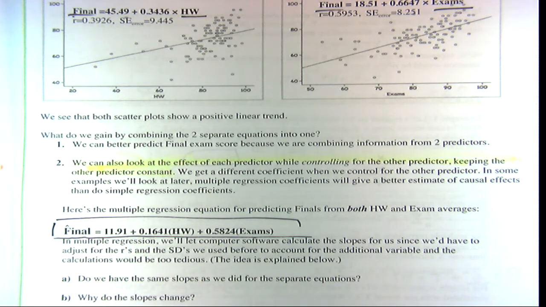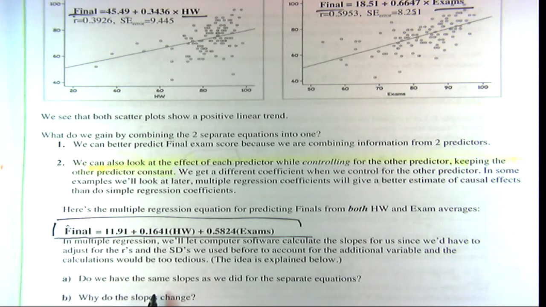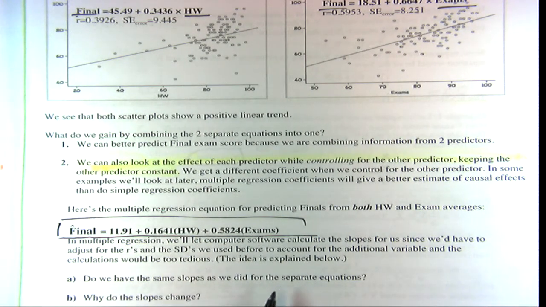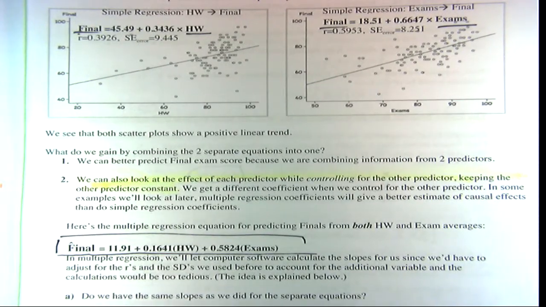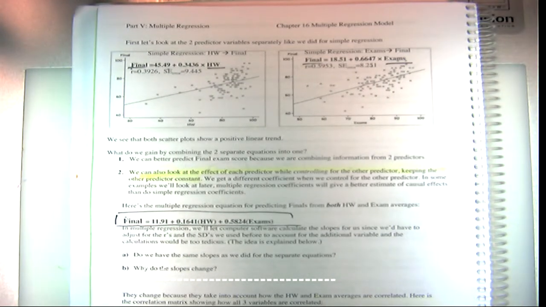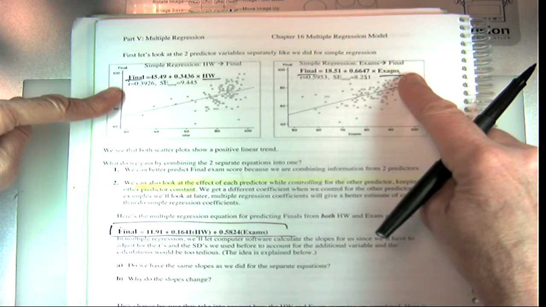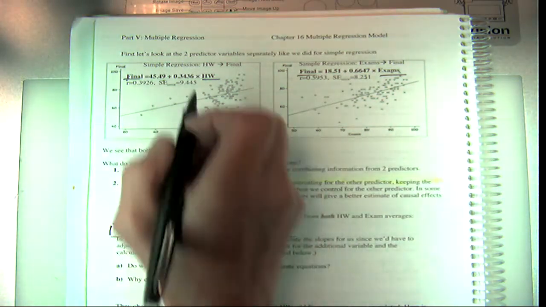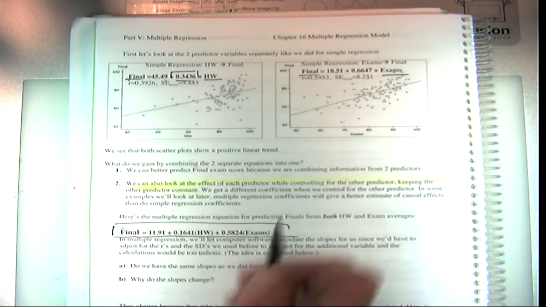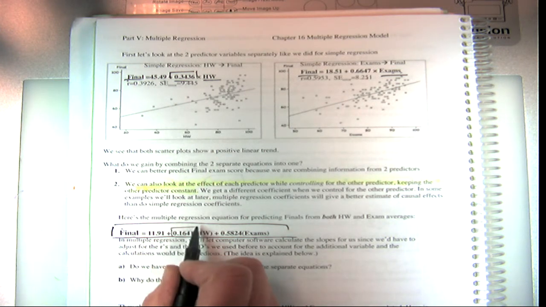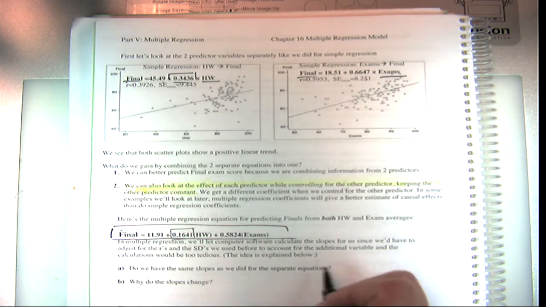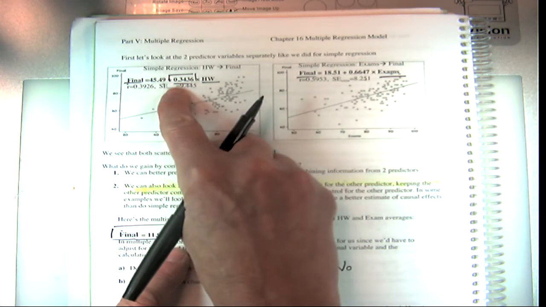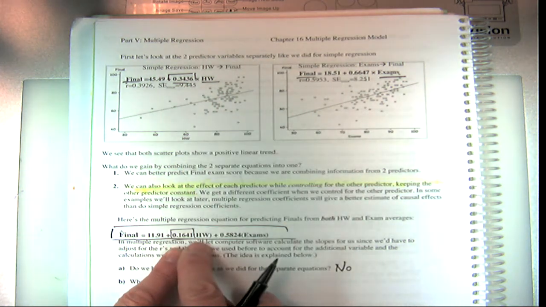Okay? So, let's see. First, let's look at this. Do we have the same slopes as we did for the simple equations? Let me zoom out a little bit so you can put this all on one page more easily. All right, so here's our 2 simple regressions, right? And the question is, are these two slopes the same? We're comparing the slope for homework right here to the slope for homework right here. Is it the same? No, what happened to it? That one's different. It went down, from 0.3436 down to 0.1641.